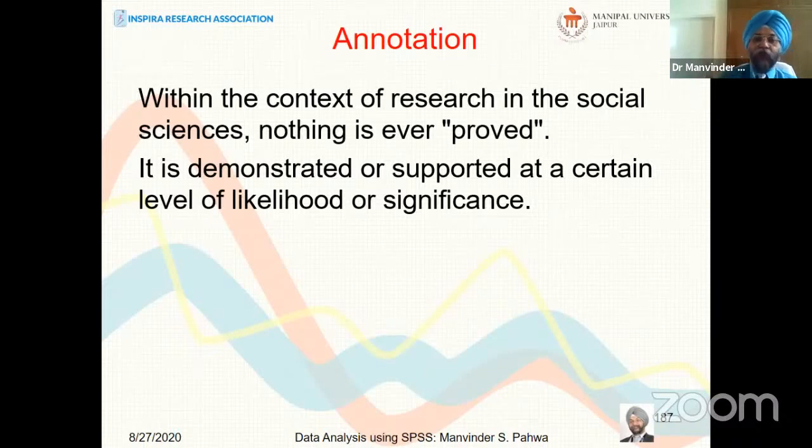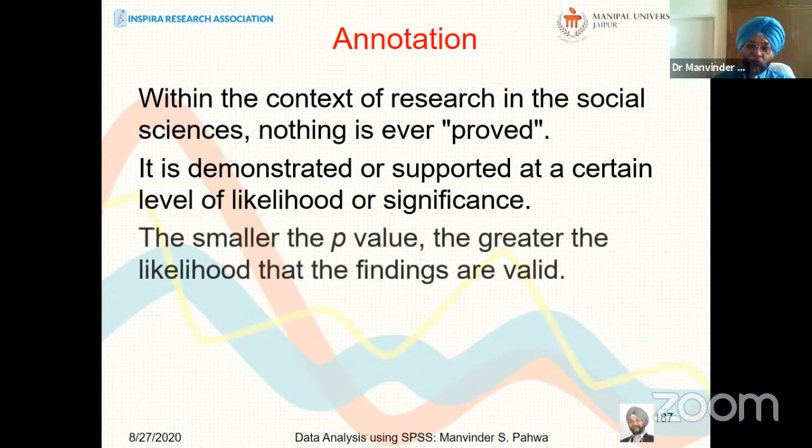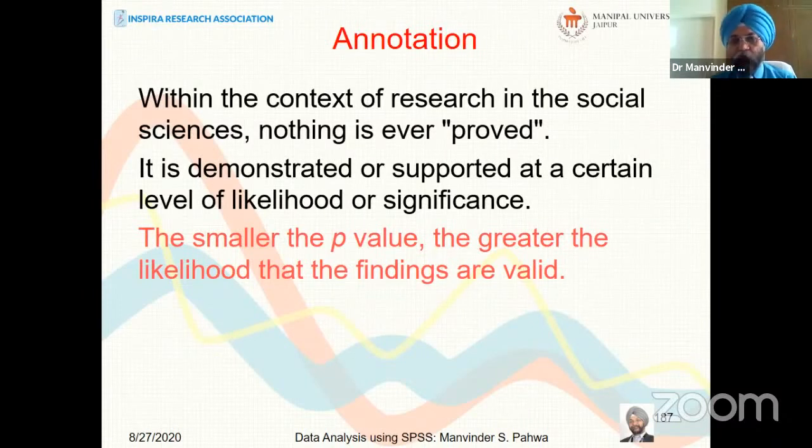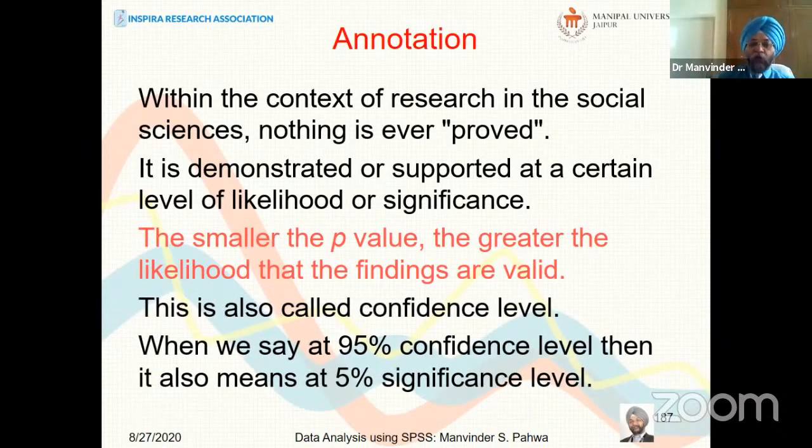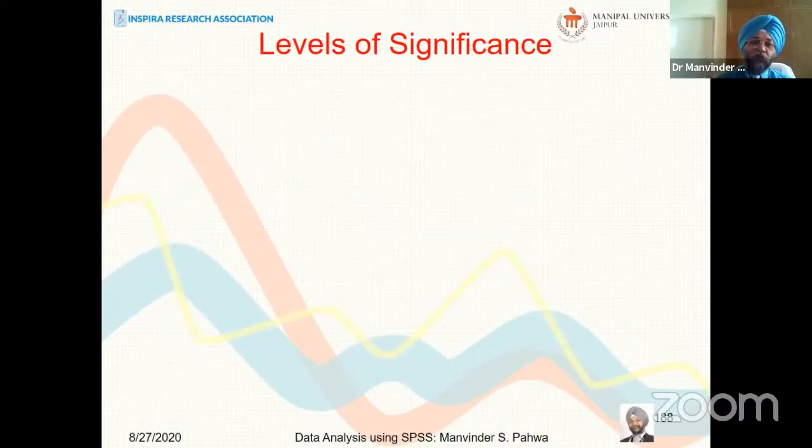So the smaller the p value, the greater the likelihood that the findings are valid. That's why I said that the smaller the p value, the higher the confidence level, which is also simply called confidence. Whenever we say 95% confidence level, it also means that it is at the 5% significance level.